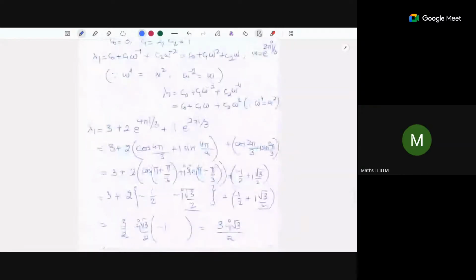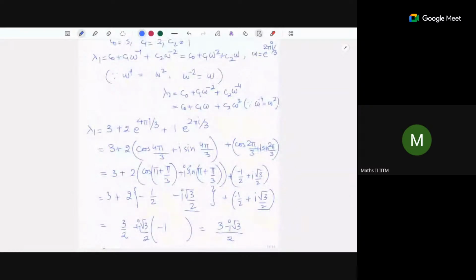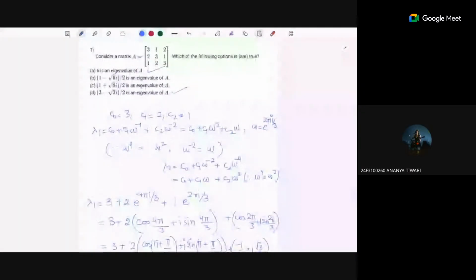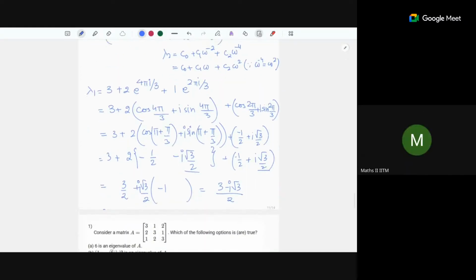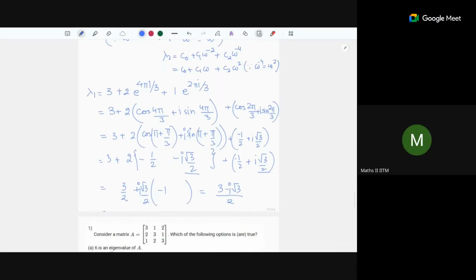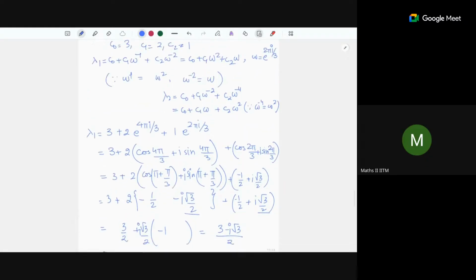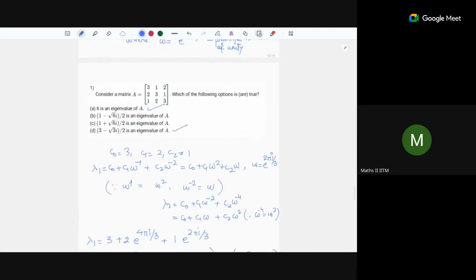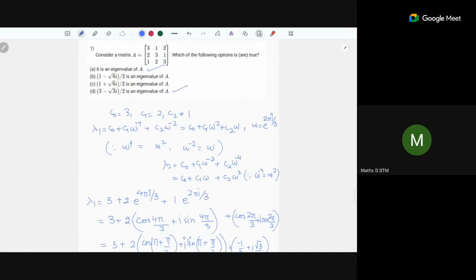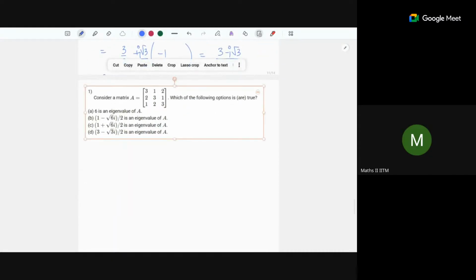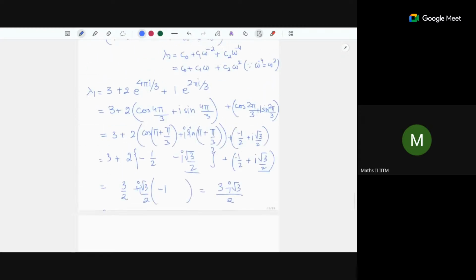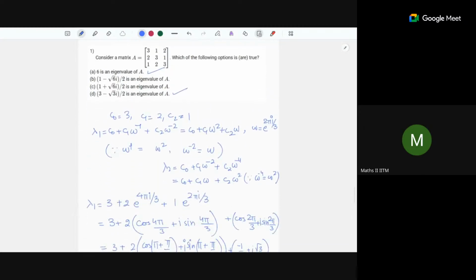That's lambda 1. Similarly, you can calculate lambda 2. I'm not doing that computation. That will be the conjugate of it, right? Yeah, that should be the conjugate of this, because it is the root of a polynomial. So none of the other options are correct. So A and D are the correct options. It's a repetition of the same question.